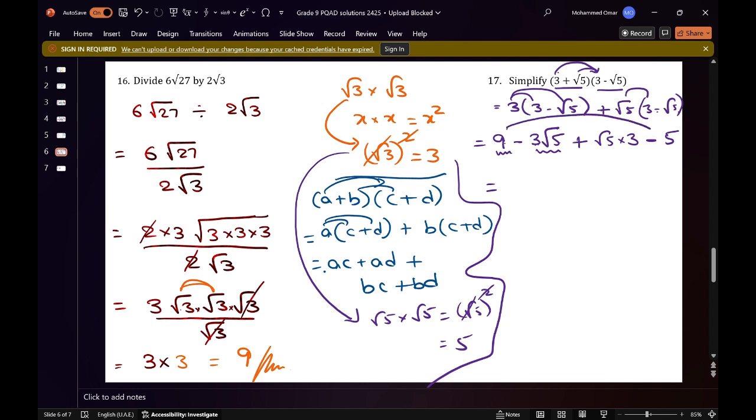Now check here, 9 minus 5. What is 9 minus 5? In order to remove the confusion, 9 minus 5, and you have minus 3 root 5 plus root 5 into 3. Whenever you multiply a rational and an irrational, we write the rational first and the irrational next: 3 root 5. Now what is 9 minus 5? 4. Minus 3 root 5 and plus 3 root 5 becomes 0. So what is the answer? 4 is the answer. You understand? Practice this question. You have good exercise problems over there, and also examples before the exercise.